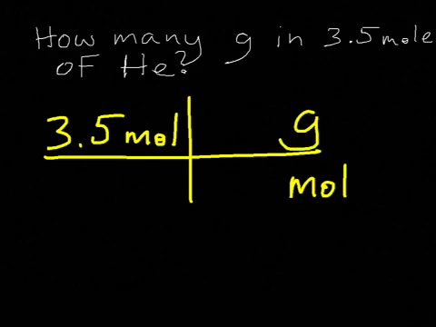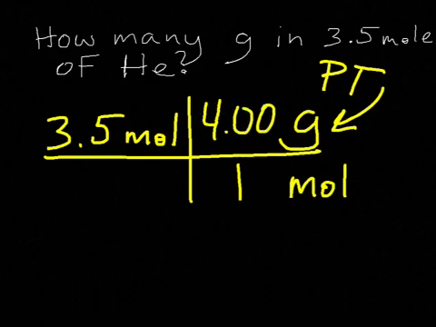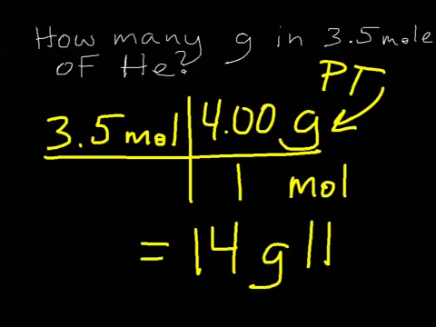So grams, our desired unit, goes up above. Now we have to figure out how many grams for how many moles. It will always be 1 mole in these conversion factors. We use the periodic table to find how many grams helium are. Helium is 4.00 grams. When you multiply 3.5 times 4 divided by 1 in the bottom, the answer you get is 14. So the answer is that in 3.5 moles of helium, there are 14 grams of helium.